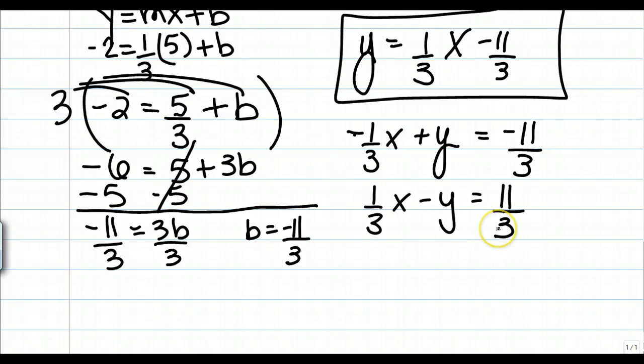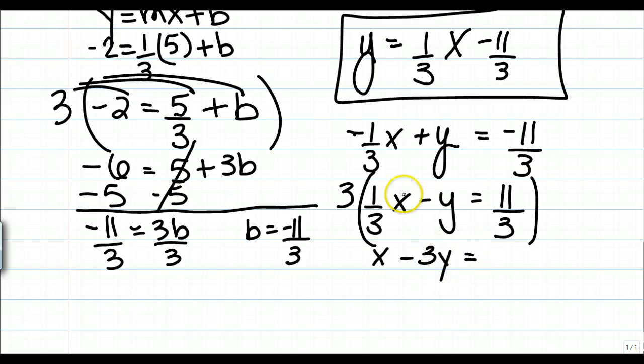So how am I going to get rid of this fraction? Well, they're both 3's, so I can just multiply everything by 3 and use my little trick that I did over here. And watch what happens. The 3's will go away. I'm left with x. I will get 3y. 3's will go away, and I will have 11. And now this is my answer in standard form.